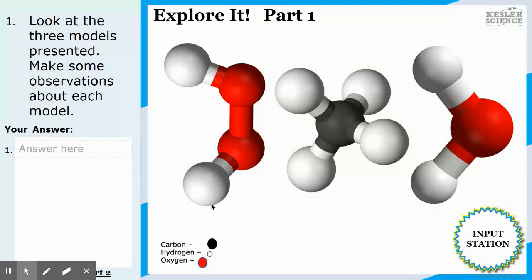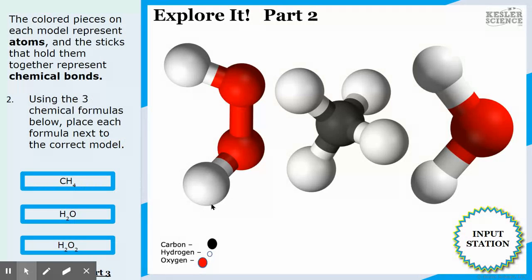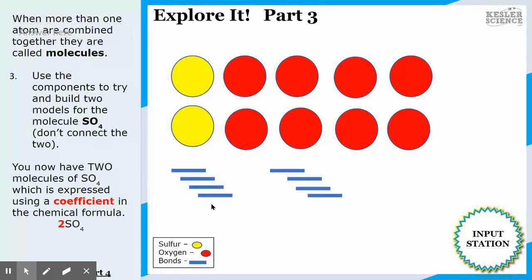Here, you're going to look at these models and you're going to make some observations. Make sure you pay attention to the bottom of the screen where it tells you what color represents what element. Then you're going to take the labels on the left and put them underneath the correct molecule. Make sure you're counting atoms so that you put the correct label.